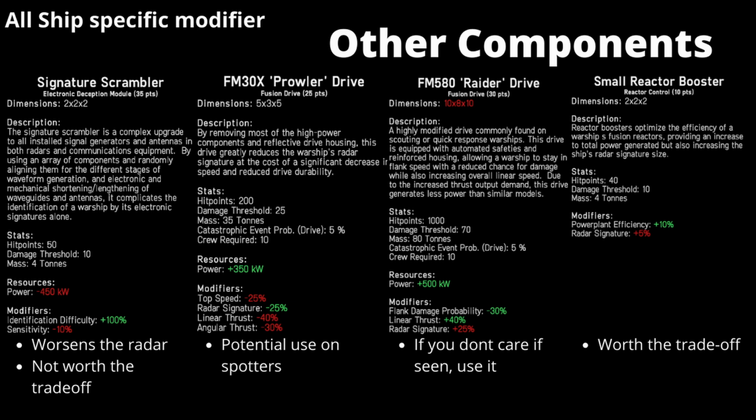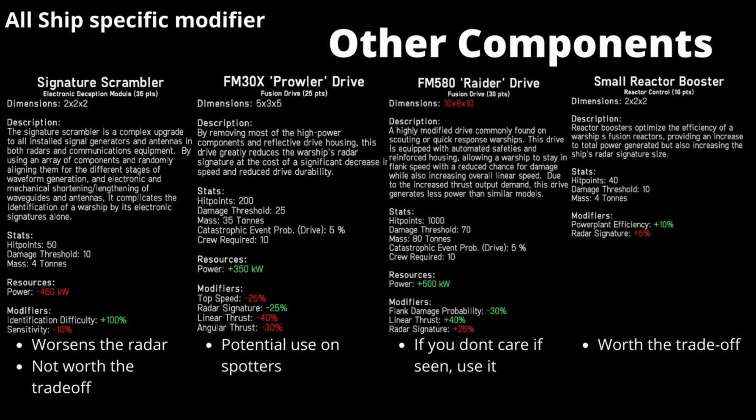It'll increase your radar signature size by 25%, and if you don't really care about that ship being seen or not, or you want it to be seen, maybe something like a battleship or a light cruiser or a heavy cruiser, but you definitely want to have that flank damage probability reduced and you want to increase your thrust in a straight line, then this is definitely something for you. There is a smaller version of both the radar and the prowler that you can take.